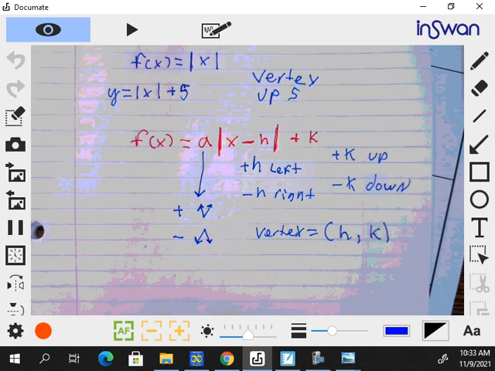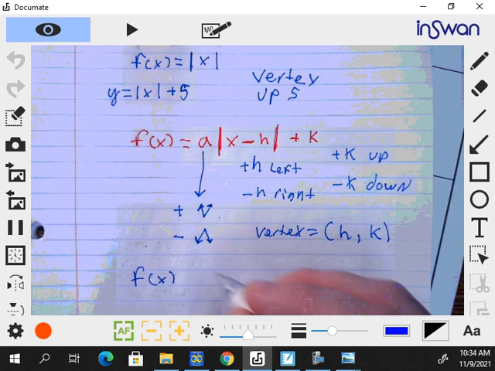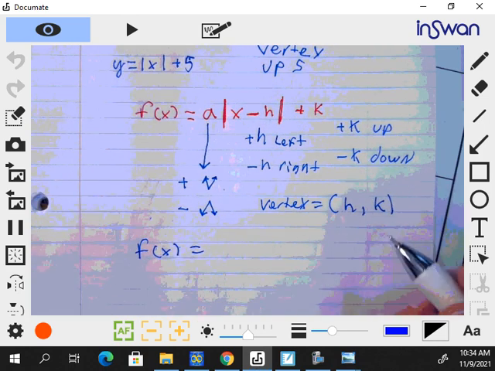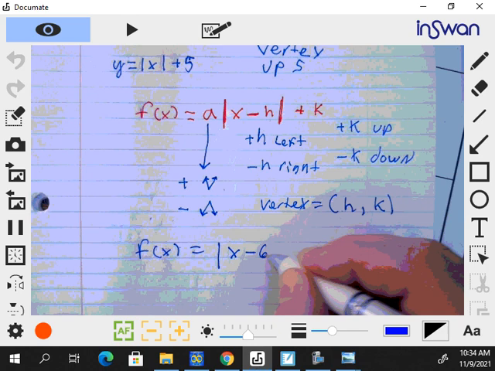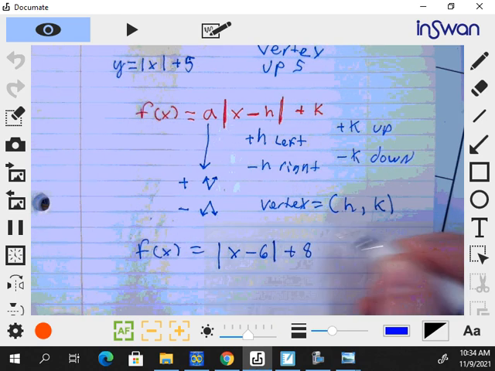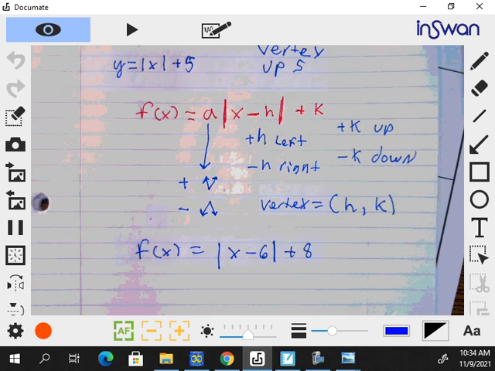So let's look at this problem and just determine where the vertex is. And then I want you to use the Desmos calculator to be sure that's where the vertex is. It should help you. Okay? I want you to predict where you think the vertex is. Use the Desmos calculator to type that in and find the vertex.